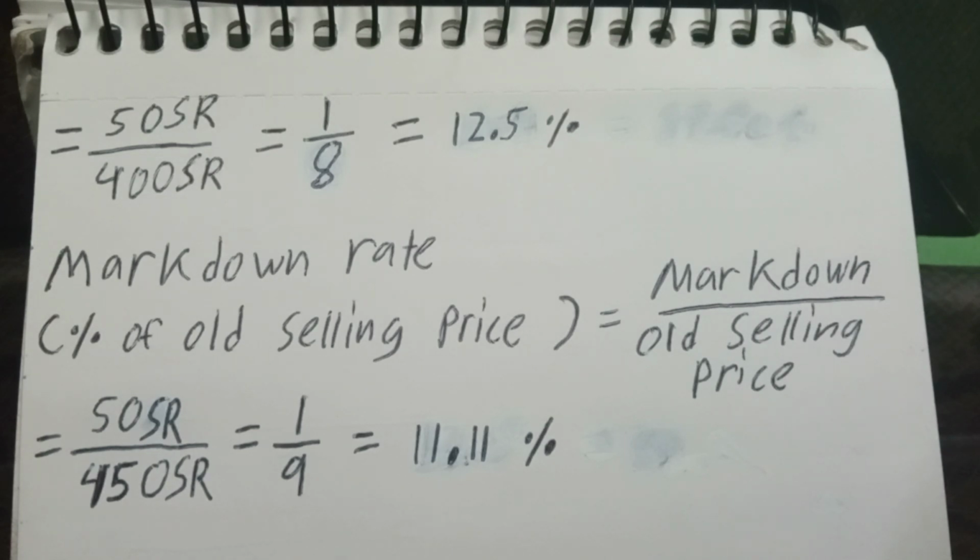But the markdown rate can also be expressed as a percent of the old selling price. In this case, the old selling price becomes the base. So the markdown rate, percent of old selling price equals markdown divided by the old selling price. So 50 reals divided by 450 reals will give us 1 over 9. And if you convert 1 over 9 into percentage, that will give us 11.11%.